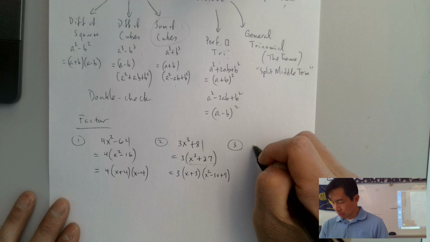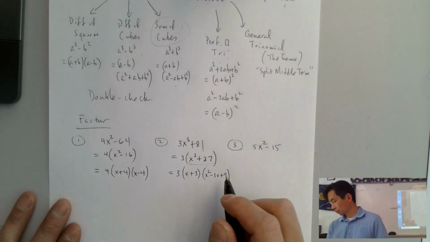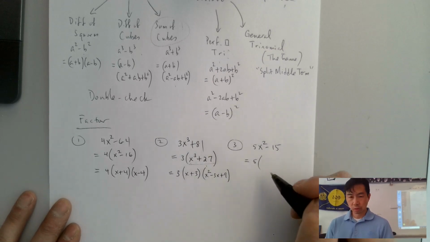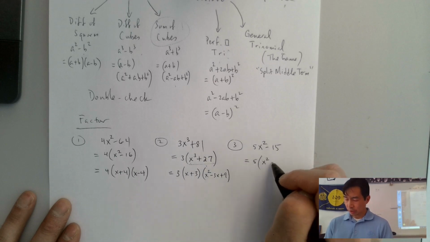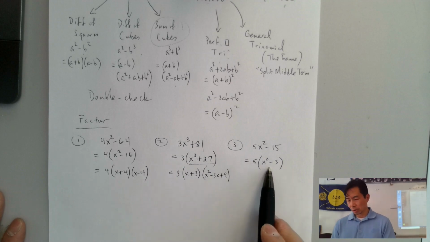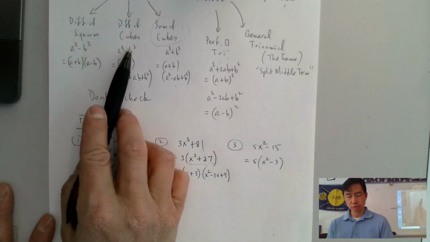Okay, third one, 5x squared minus 15. I see a GCF of 5. Take it out. Leftover x squared minus 3. Binomial leftover, there's a minus, so it's either difference of squares or difference of cubes.